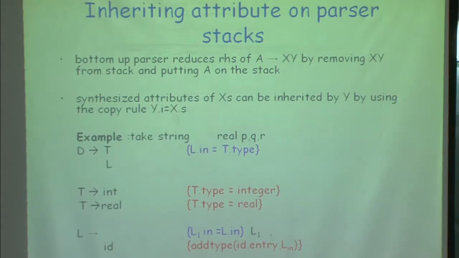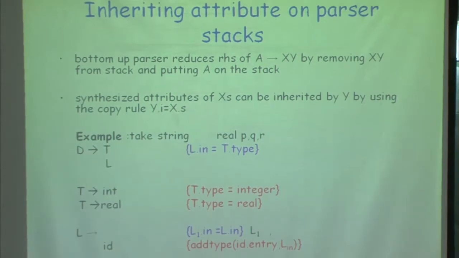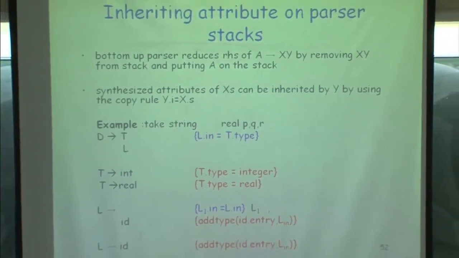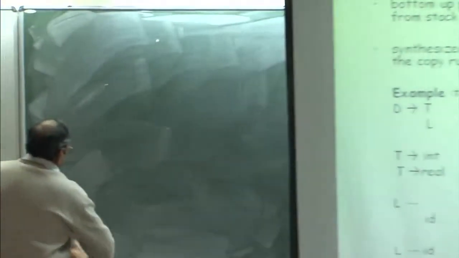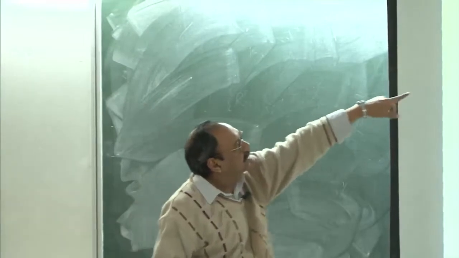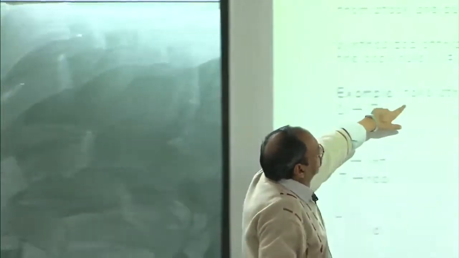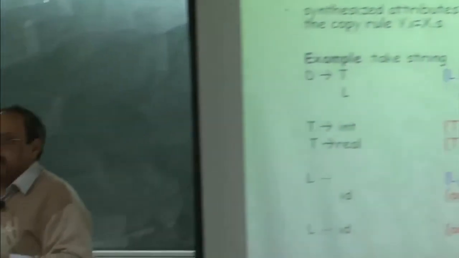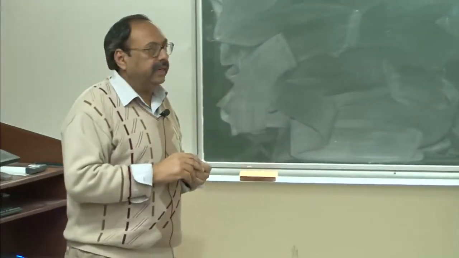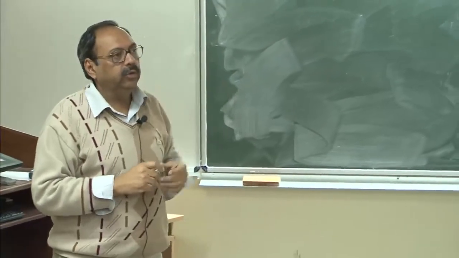Now, let us do one thing. Let us try to parse this string and observe a phenomenon and see what happens there. The string I am trying to parse is this one, real P Q R, and I am going to use a bottom up parser, because that is the intent: I have L-attributed definitions, but I want to use a bottom up parser.